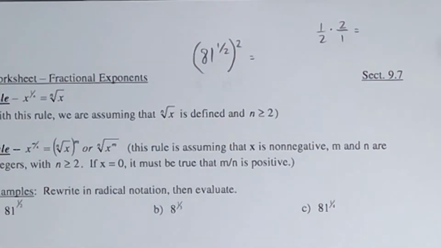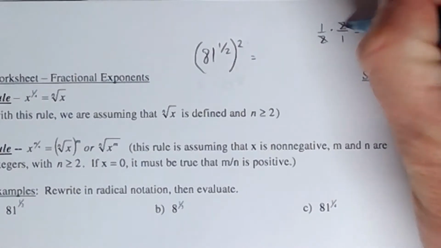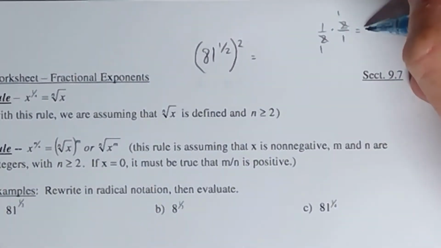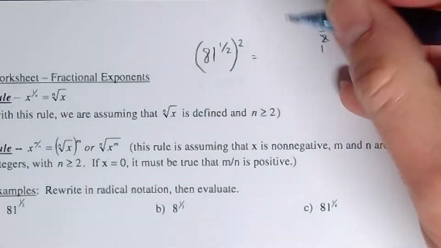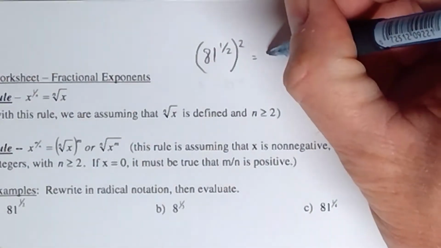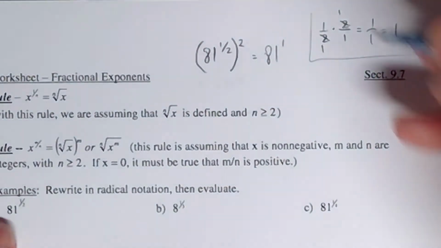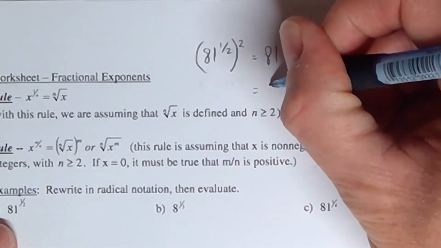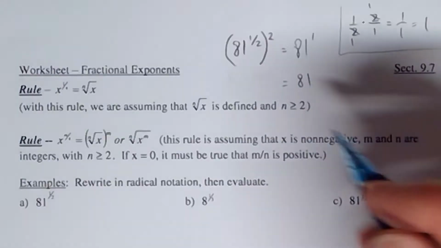We know now from Chapter 8 that when we multiply fractions, you can cross-cancel. And so we end up with 1 over 1, which is 1. And so that means that this would be 81 to the first power. And of course, 81 to the first power, since it's to the first power, it's just 81.